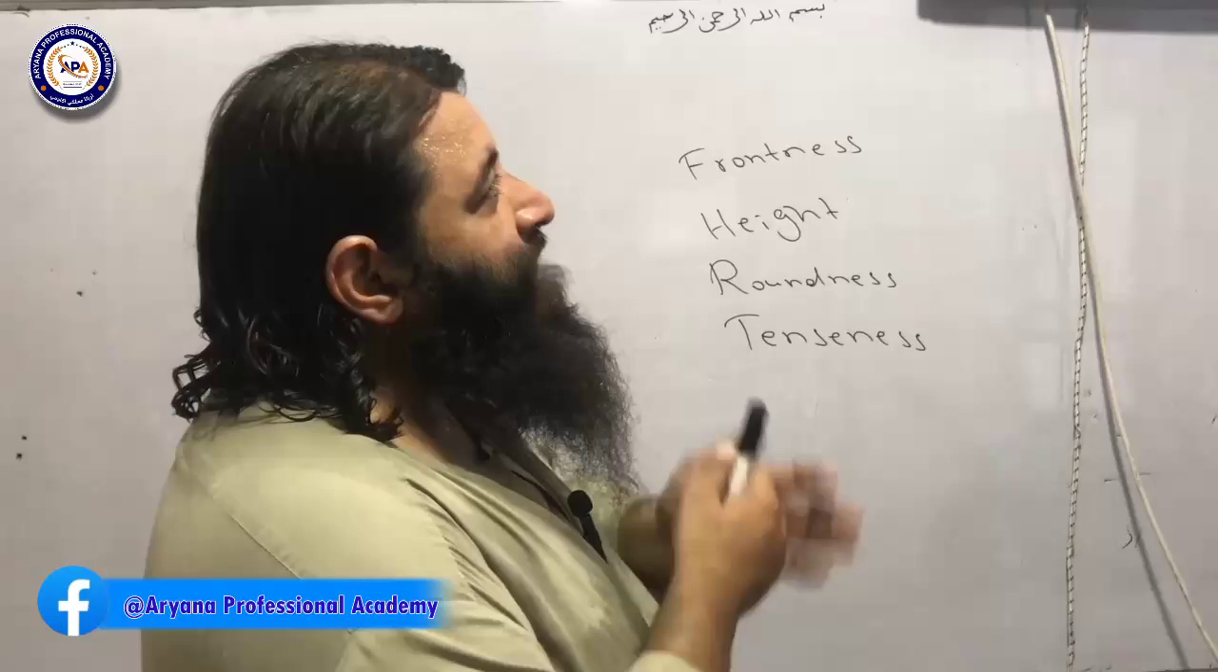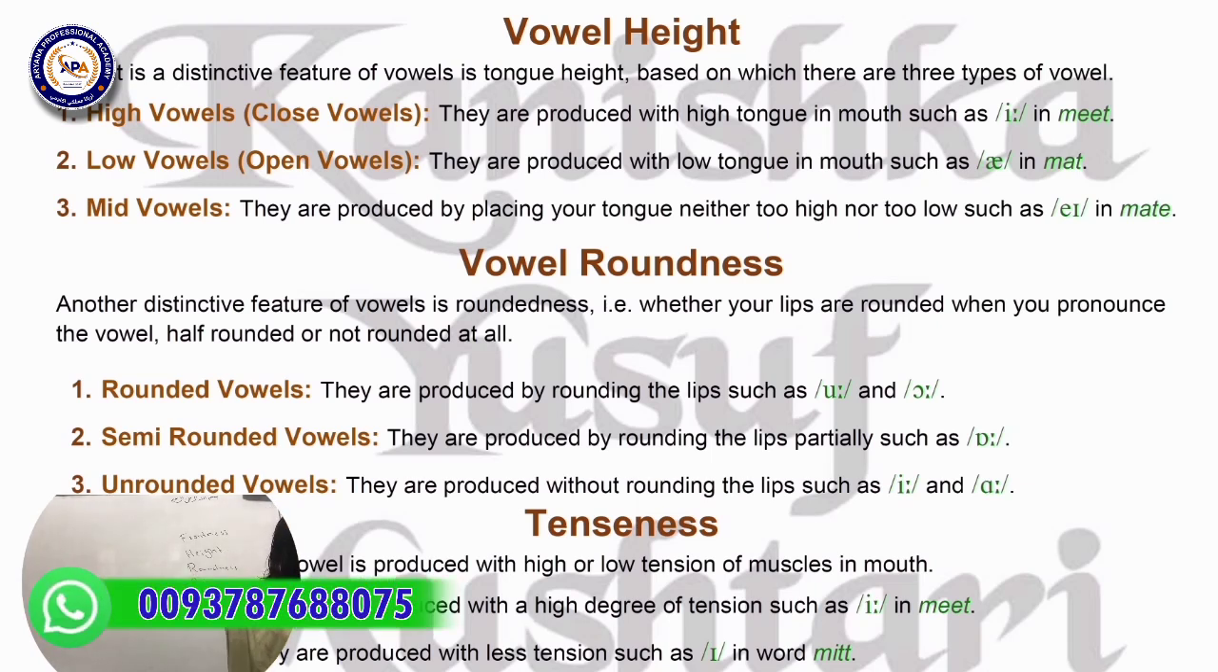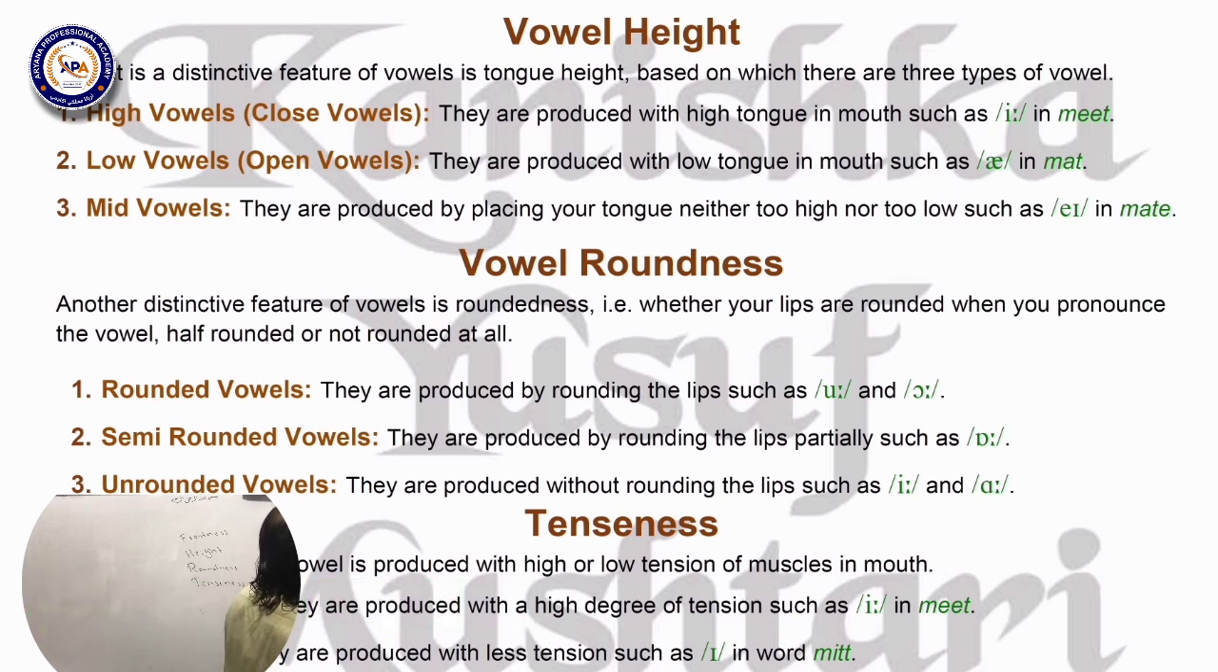So the next division for vowels is height. Height is a distinctive feature of vowels, that is tongue height, based on which there are three types of vowel. In this aspect, we focus on the height of the tongue in the mouth, according to which we have three types. First, high vowels, which are also called close vowels, another name for that. They are produced with a high tongue position. When you pronounce them, your tongue is in a higher position, such as the E sound in the word meat.